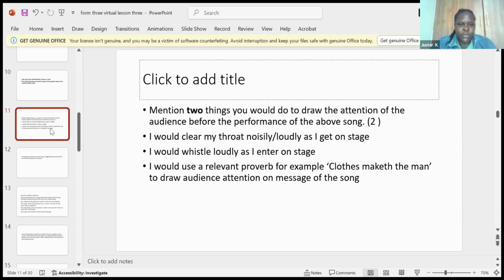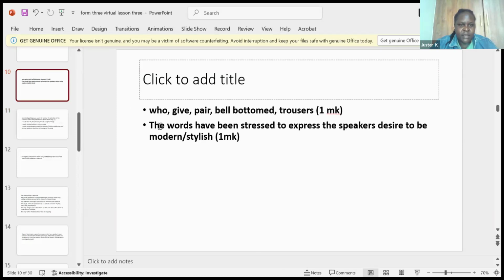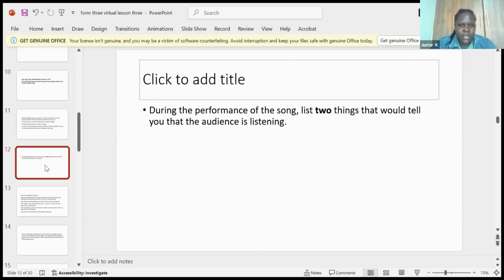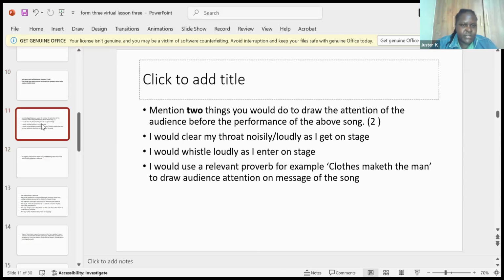Thank you. We go to the next question. Where was that question? There's a question that is missing. Okay, it is here. Mention 2 things that you would do to draw the attention of the audience before the performance of the above song. I want to bring this question to your attention.